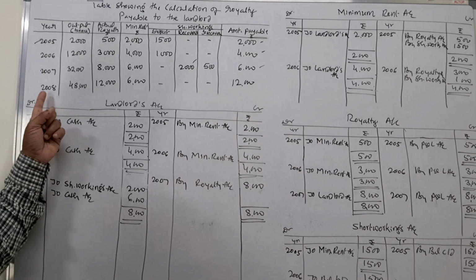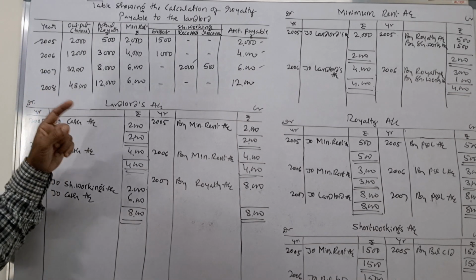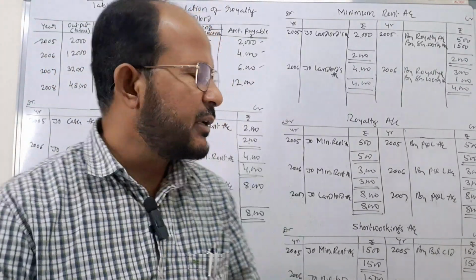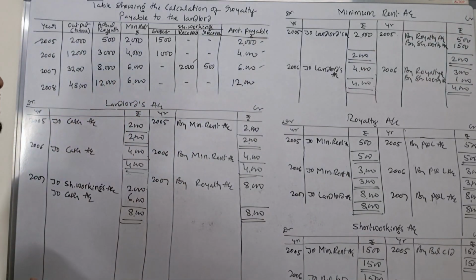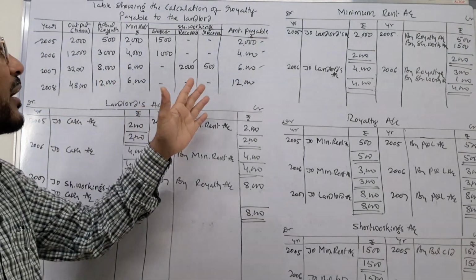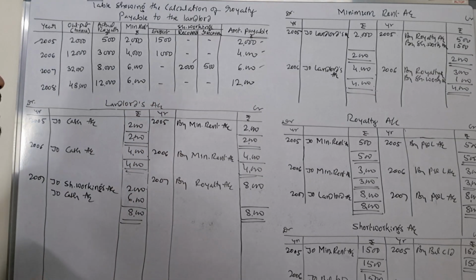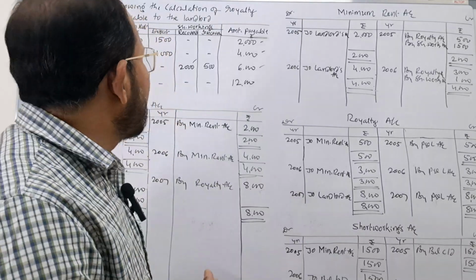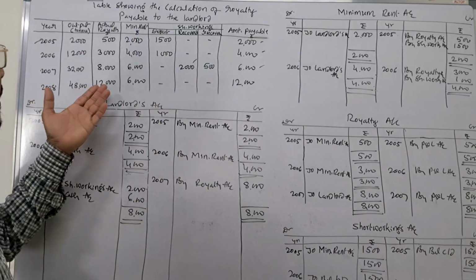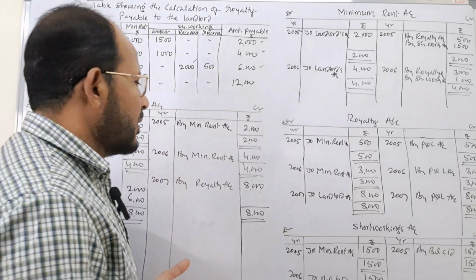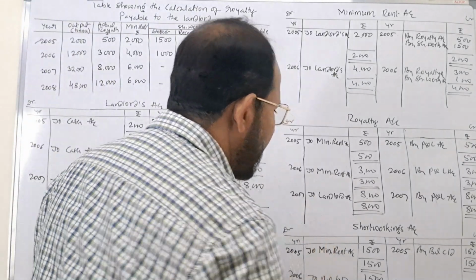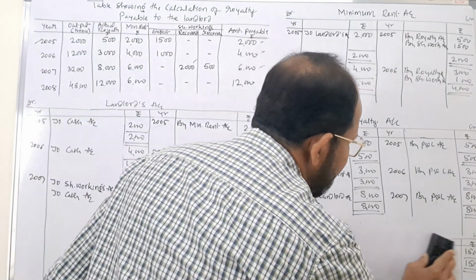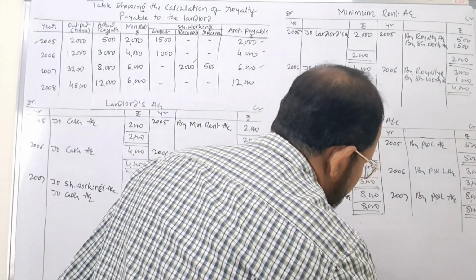Now the last year, in the year 2008, actual royalty was rupees how much? Rupees 12,000, and minimum rent rupees 6,000. There is no short working, there is no recovery and no irrecovery. That is why whatever the actual royalty is there, that is given to the landlord. For this, what journal entry is required to be passed? Royalty account is debited and landlord account is credited. Now short workings account is completed. No other entries will come here.